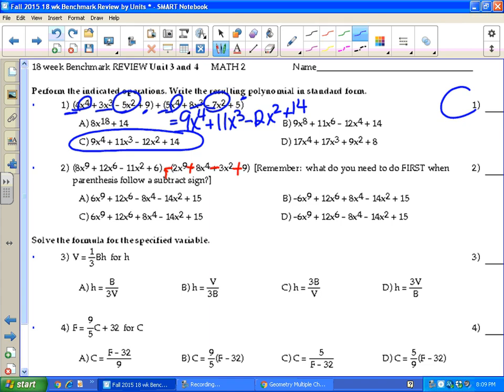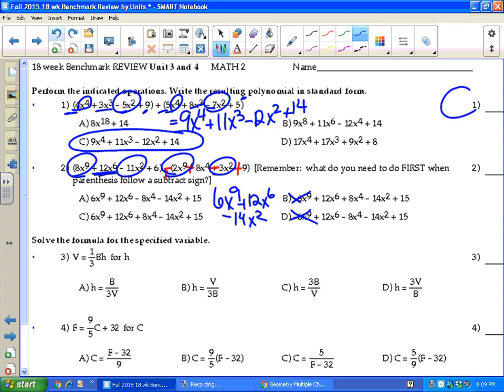Now I just go ahead and add my like terms. 8x to the 9th, negative 2x to the 9th is 6x to the 9th. Well, that gives me A and B. I can actually wipe out B and D as a choice. Add like terms. I don't have any other x to the 6th, so 12x to the 6th. All right, negative x squared, negative 3x squared is negative 14x to the 2nd. And I believe we have a winner.